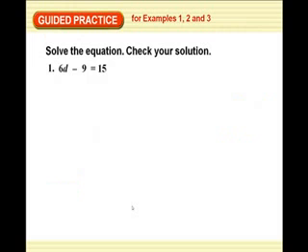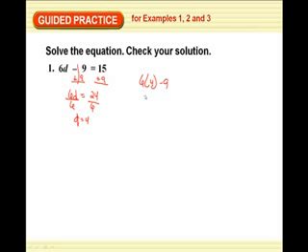Okay, so two-step, we get rid of the 9 first, add 9 to both sides. So 6d equals 24. Divide both sides by 6. d equals 4. Check our answer. 6 times 4 minus 9. 24 minus 9 is 15. Done.